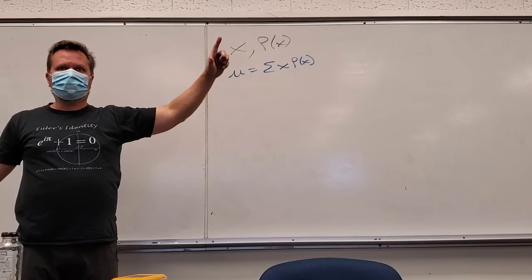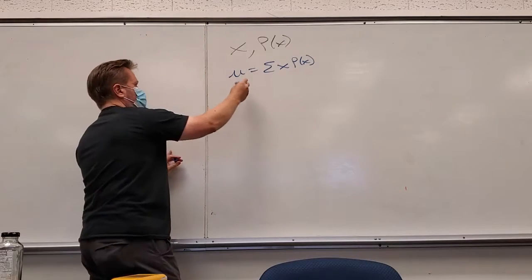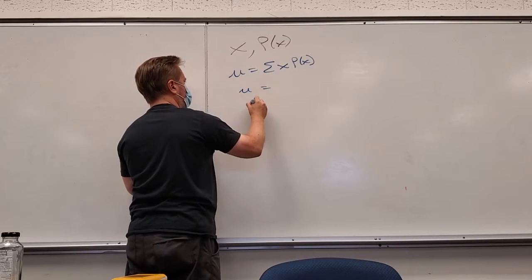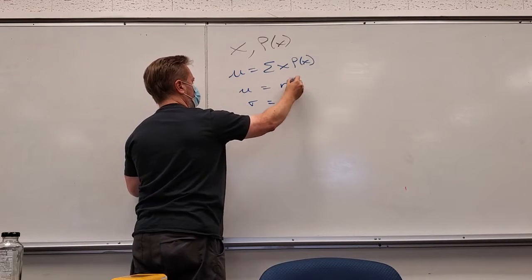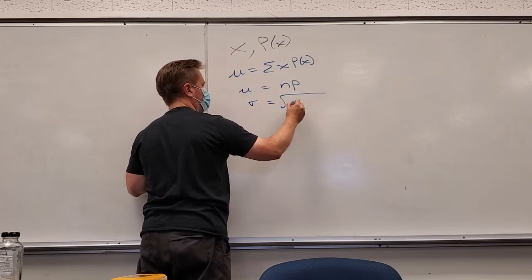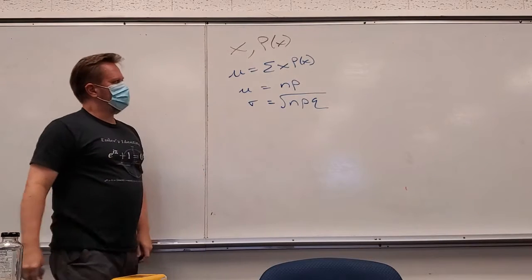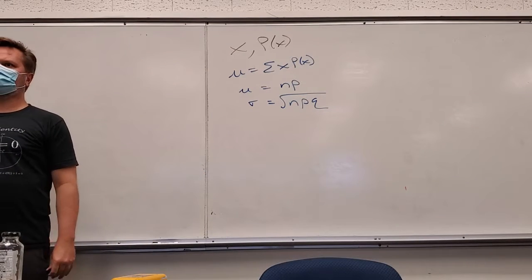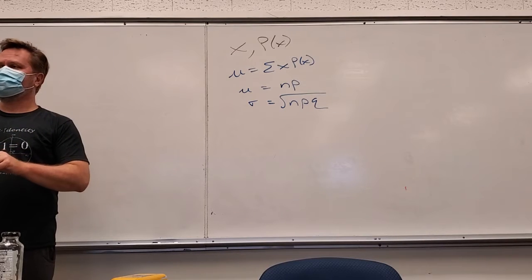Yes? That's what math people are always trying to do. All right? And we got some of the best mean and standard deviation formulas we've ever seen. P times n. Okay? And the square root of n times p times q. Okay. All right. How do we want to say it?